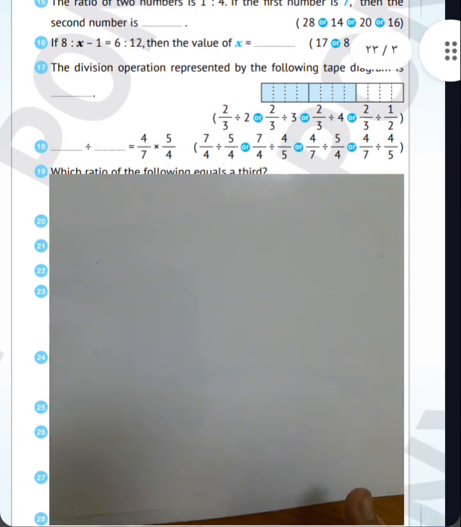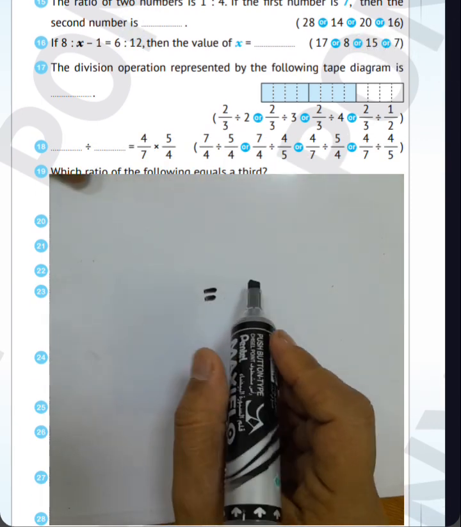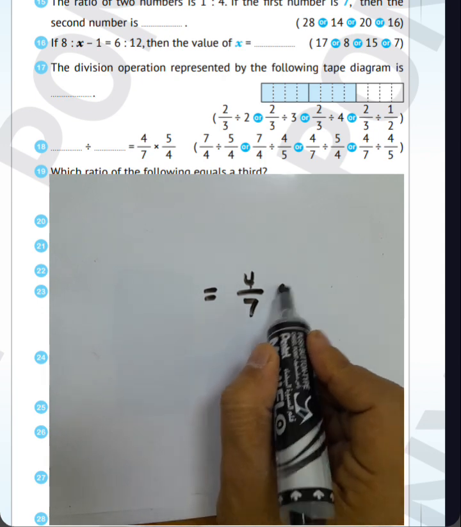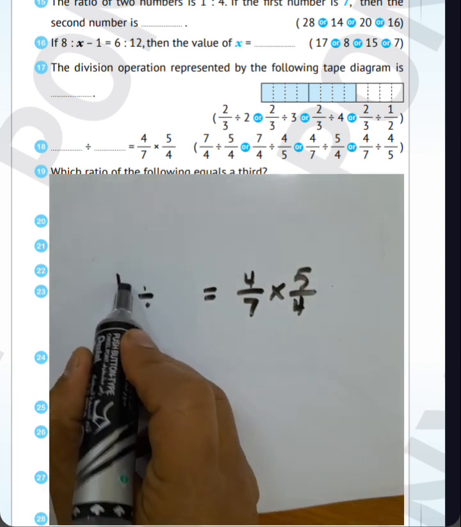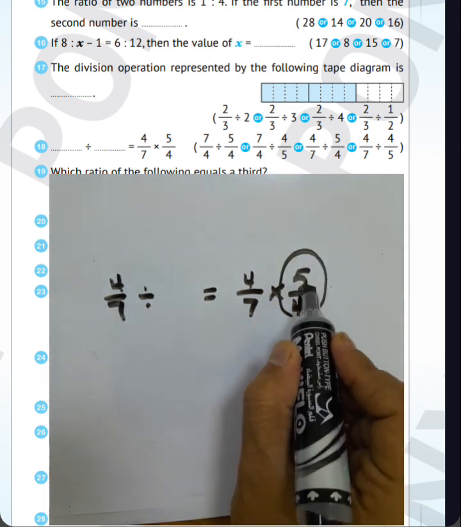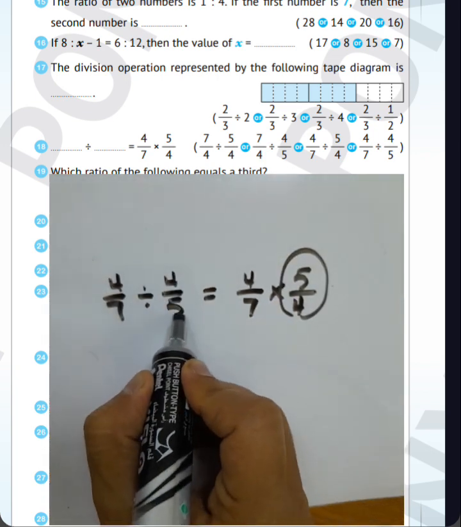Next example, 4 over 7 divided by 5 over 4. Right here, 4 over 7 divided by 5 over 4 becomes 4 over 7 times the inverse, which is 4 over 5.